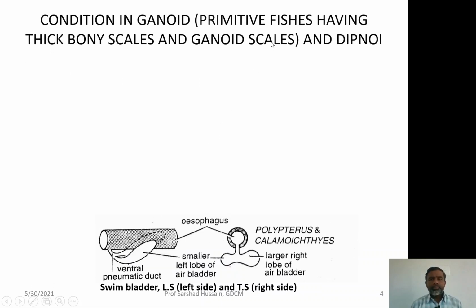Let us look at some primitive types of fishes which are commonly called ganoids, then some bony scaled fishes also, and the dipnoi. Dipnoi are the fishes which are commonly called the lungfishes. Let us see what differences there are in them.